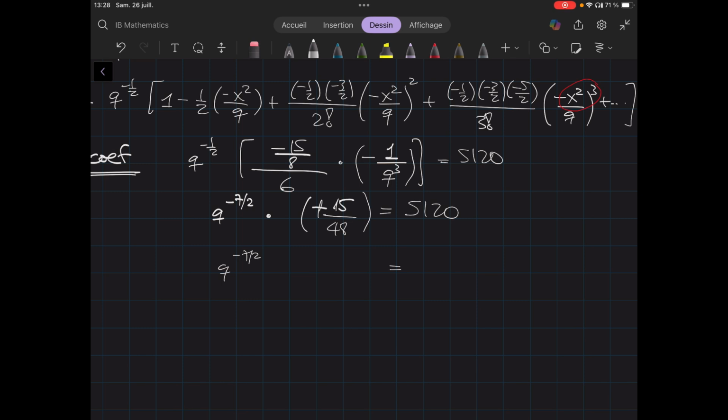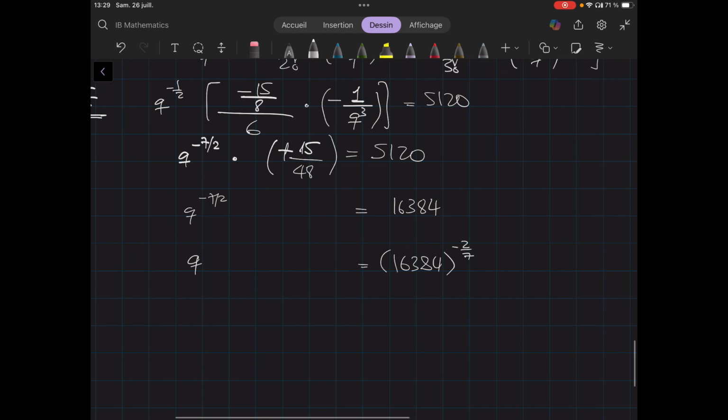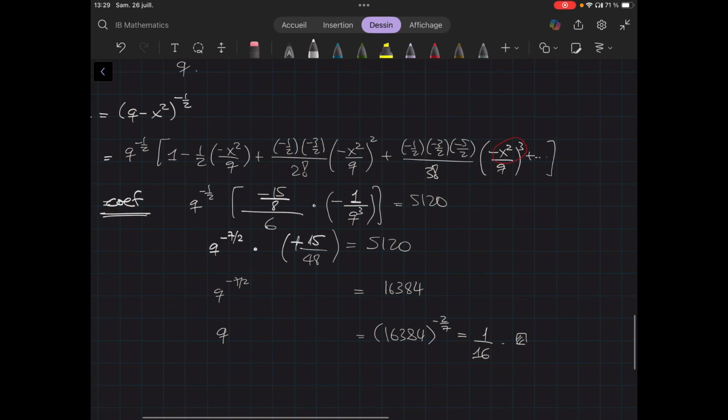5120 times 48 divided by 15, you get a massive number. So Q is equal to this number to the power of negative 2 by 7. And you'll get 1 divided by 16 as your final answer. Take your time and be very, very careful with the pesky negatives.